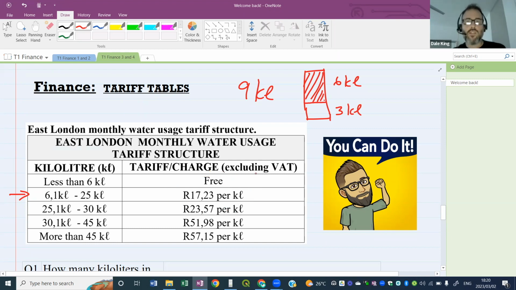So they take off the first 6 and they don't charge you for it. Then they see how much is left. We've still got 3 kiloliters. Well, you've used more than 6. So those 3, which are now in the next category above 6, must get charged at 17 rand 23. Now if that is confusing, it will make sense as we start the calculations, and I'll show you how we do that. Okay, so let me remove that diagram there.